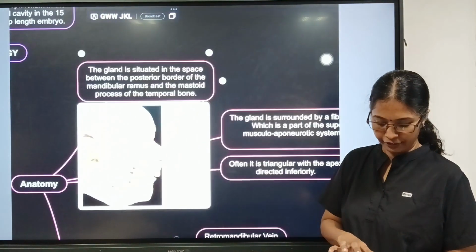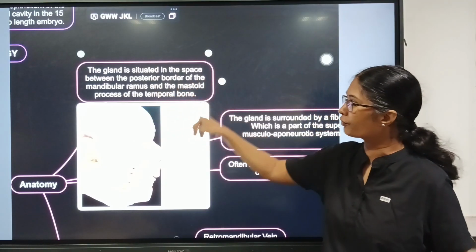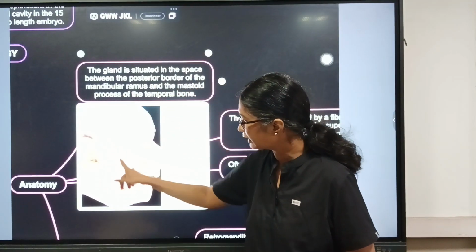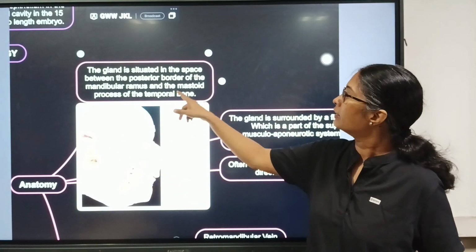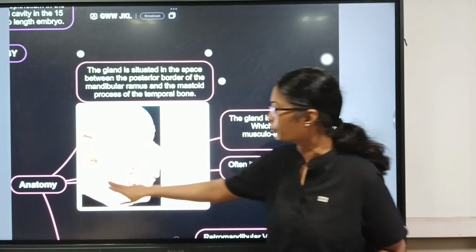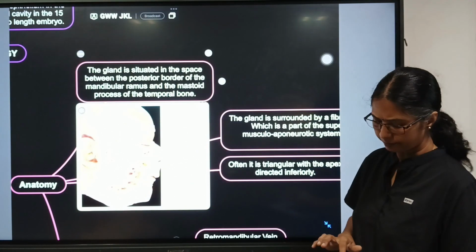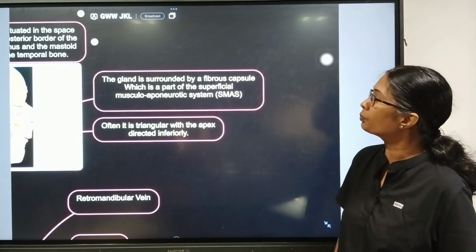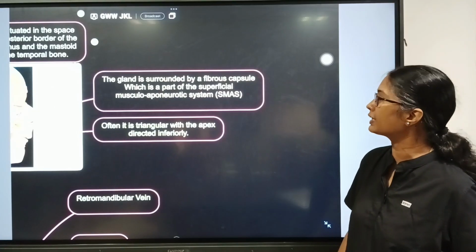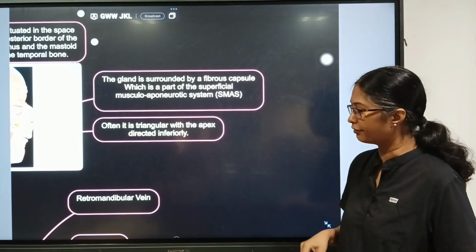So in the anatomy, if we see, the gland is situated in the space between the posterior border of the mandibular ramus and the mastoid process of the temporal bone. We can see the parotid gland and the facial nerve. The gland is surrounded by a fibrous capsule, which is part of the superficial musculoaponeurotic system (SMAS), and it is triangular with apex directed inferiorly.